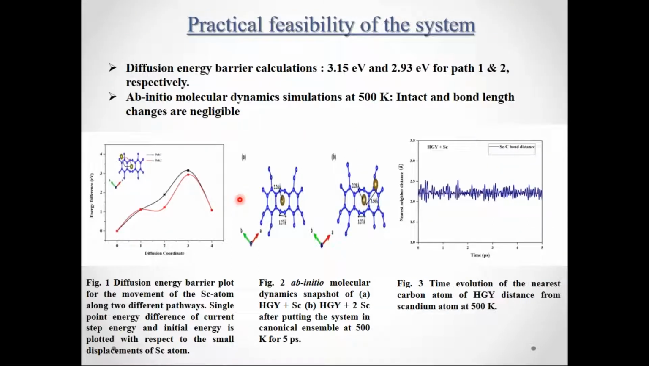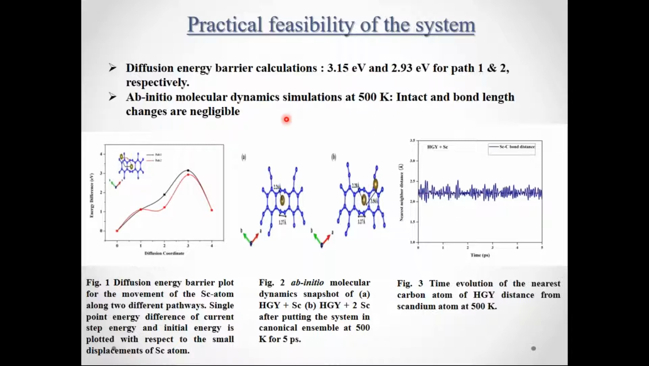Next, to check the practical feasibility of the system, we have performed molecular dynamics simulation as well as the diffusion energy barrier calculation. From the diffusion energy barrier calculation, we have found that there exists an energy barrier of 3.15 and 2.93 electron volt if the metal atom is displaced from one stable position to another stable position. These energy barriers are quite high as compared to the thermal energy of the scandium atom at desorption temperatures.